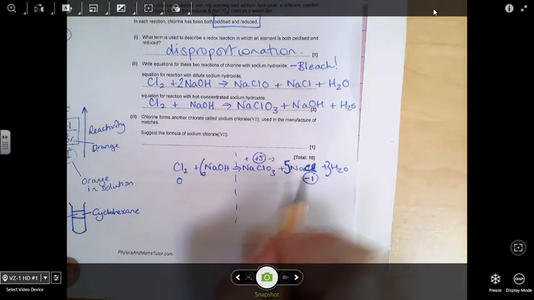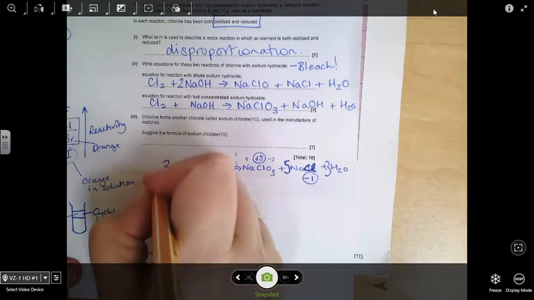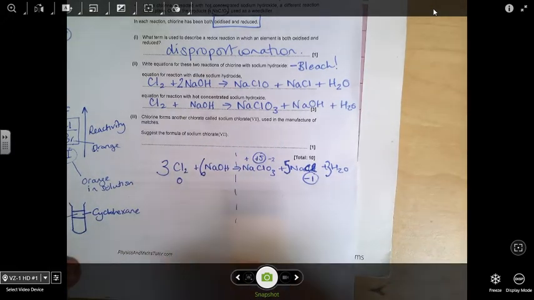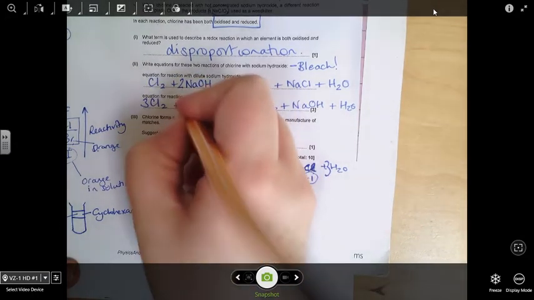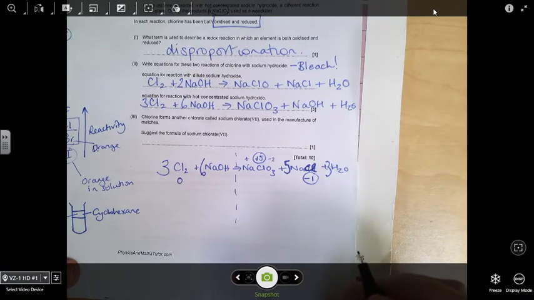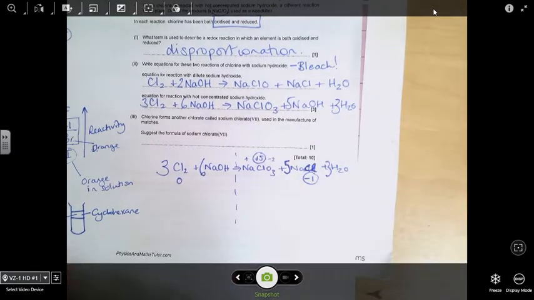Now if I count out the number of chlorines, I've got 5 chlorines in there, 1 chlorine there, so that's 6, so I need to put a 3 on this side. So the balanced equation is a little bit more complicated, so it becomes 3, 6, nothing in front of that one, 5, and 3.